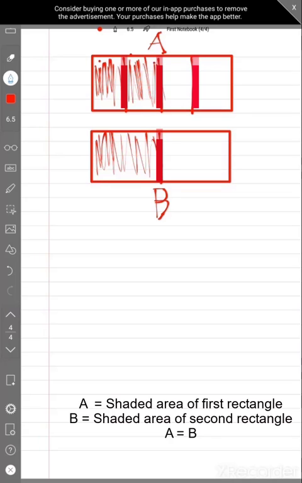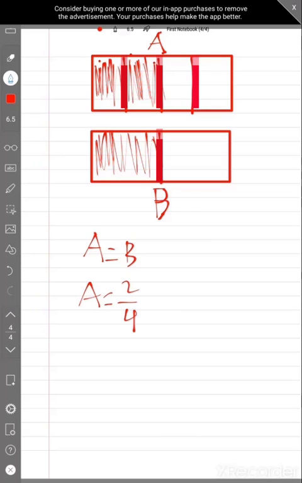So this means that if we named these rectangles A and B, that means A equals B, whether we're talking about perimeter or area. And A is 2/4, according to here. Our fraction for A is 2/4, to make it clear. B is 1/2. So if A equals B, that means 2/4 equals 1/2.